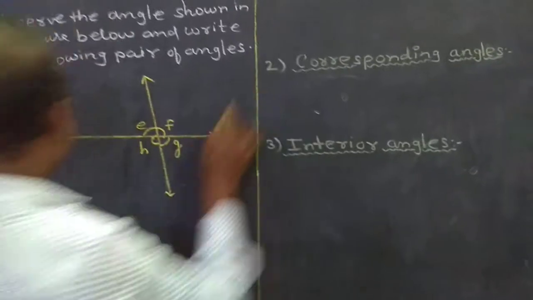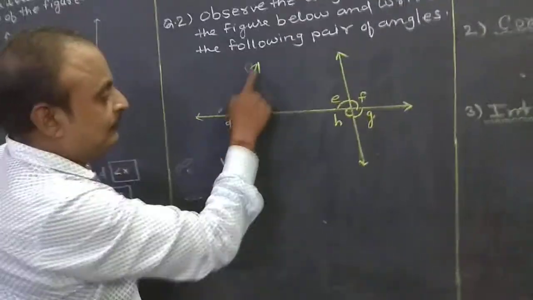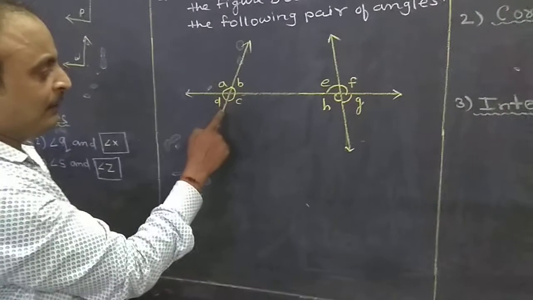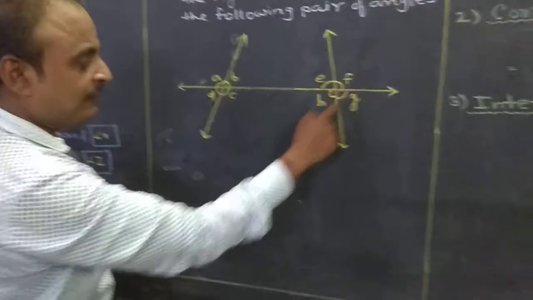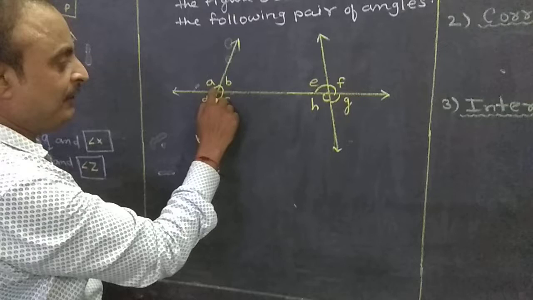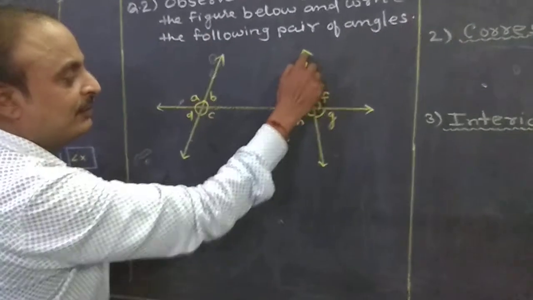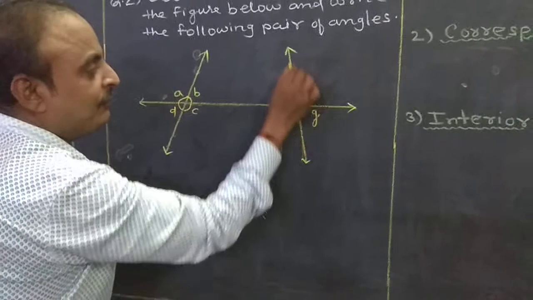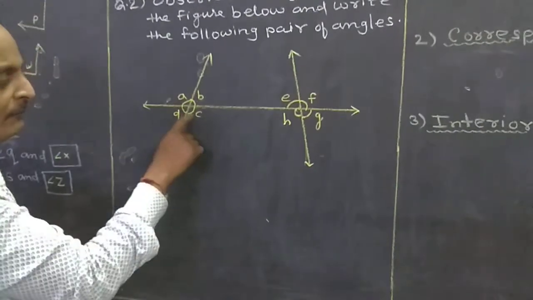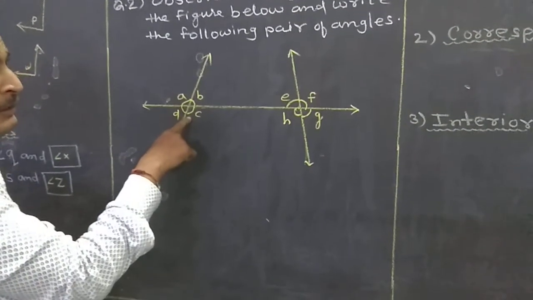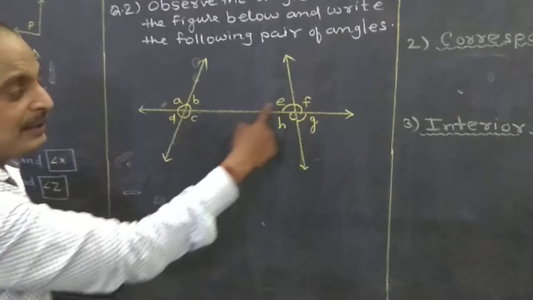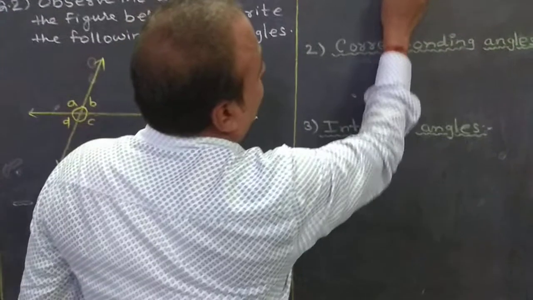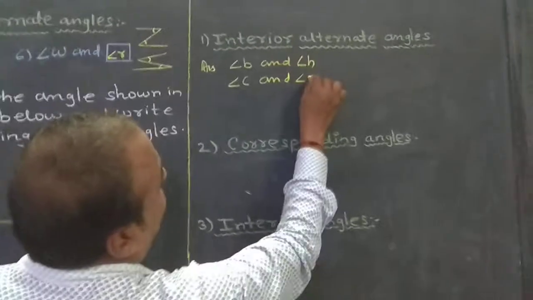Now, this is the first one. Similarly, a second one is also possible here. This one is the first. Now the second one you can see here, this angle and this angle. This is also forming a shape of Z. So which angles will be a pair of interior alternate angles here? Angle C and angle E. So write down here angle C and angle E.